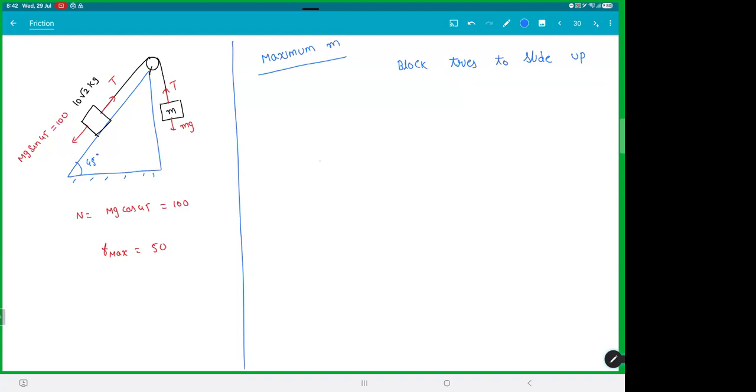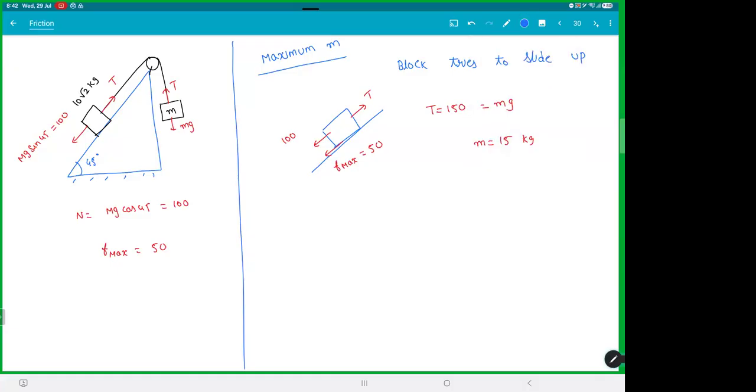If the block is trying to slide up, then what will be the FBD? We have tension, we have mg sin 45, which is 100, and we have F max, which will be downward. That means tension is equal to 150, and tension is equal to mg. We get m is equal to 15 kg. Meaning for a weight of 15 kg, anything more than 15 kg, you will go up.